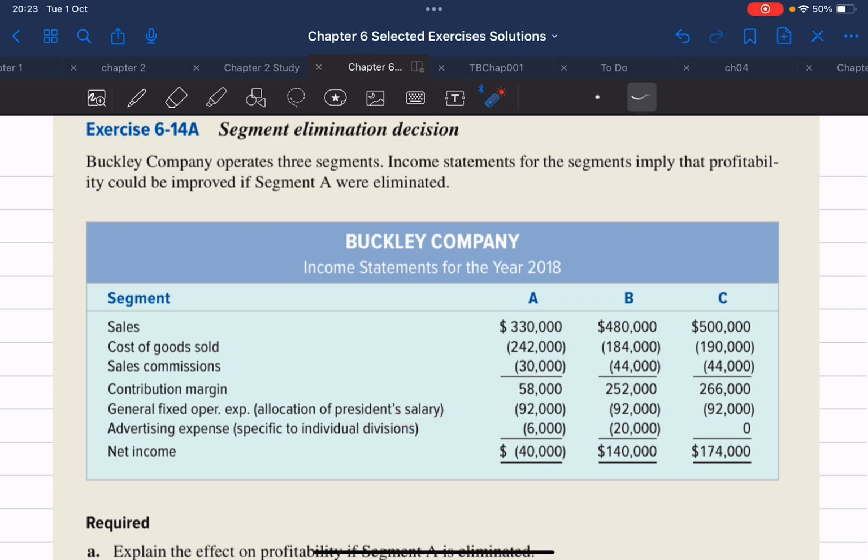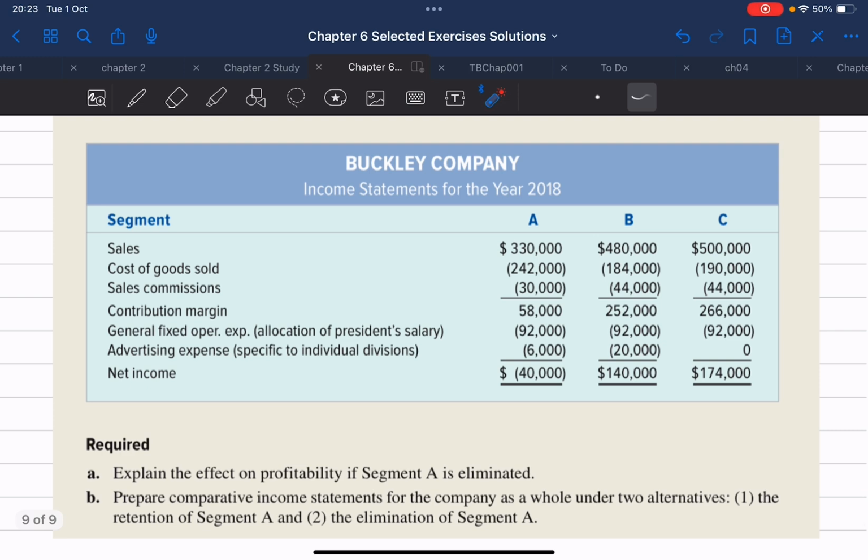And this is a key piece of information that we're gonna come back to shortly. And also we have another expense, advertising expense, which says it is specific to individual divisions, right? And then we have the net income, of course. And as you can see from the data compiled here, we have segment B generating 140,000 in net income, and segment C generating 174,000 of net income, whereas segment A, based on the data provided, generates a negative 40,000, or a net loss of $40,000.